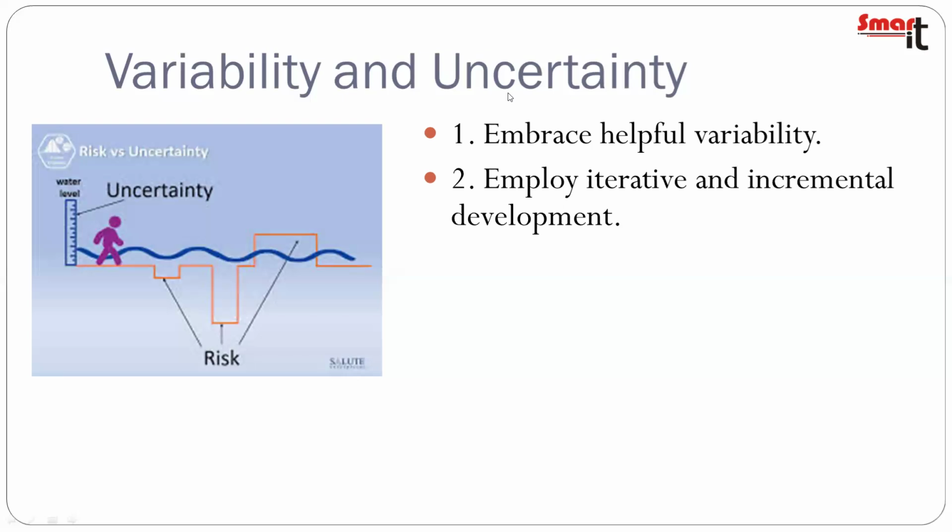The second one is employ iterative and incremental development. Always you have to develop your software part by part. Iterative and incremental: in agile you are modifying your software part by part. Iterative process: small part by part you are developing. And with that you are improving slowly, adding more and more parts. So that is incremental development, right? So every time you have to focus on iterations and incremental development.